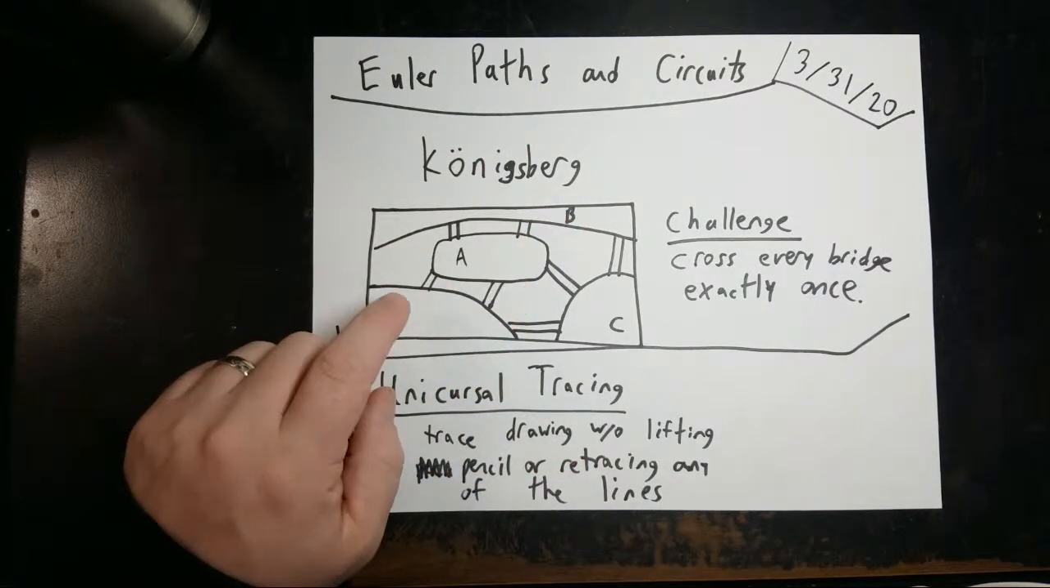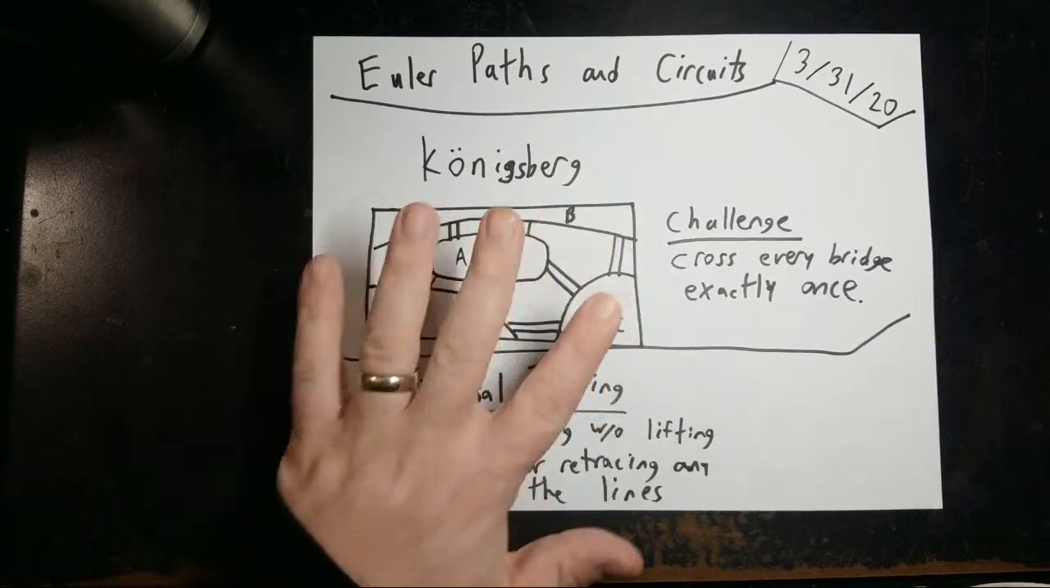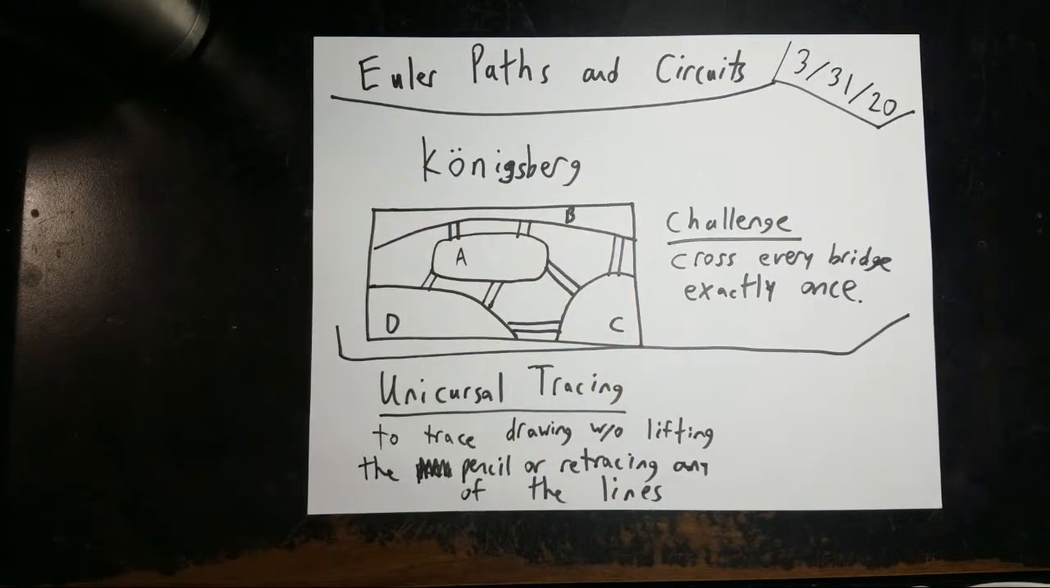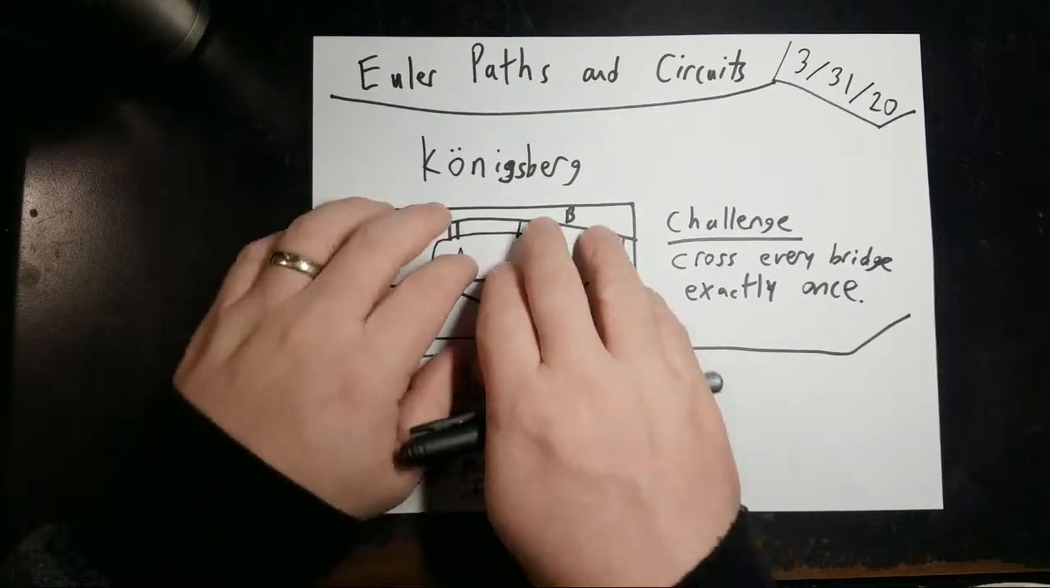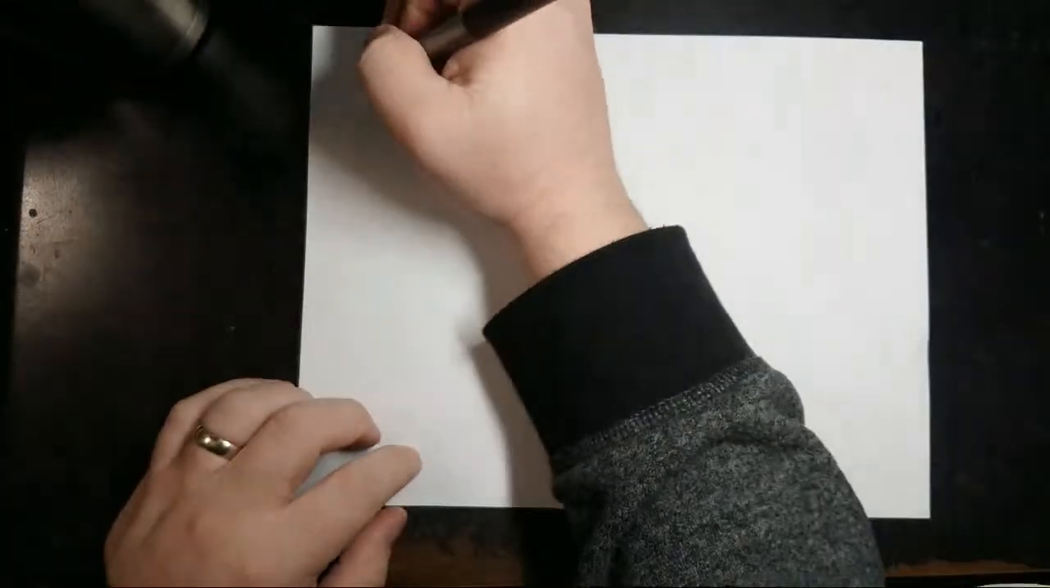Now, Euler eventually figured out why it was impossible to do this, but I don't want to get into that just yet. First, I have to give a couple of definitions, and I want to get into what we're going to turn this actual Königsberg picture into. It's going to be phenomenal, mainly for me, not for you. Again, these are for my notes, and for your notes as well.